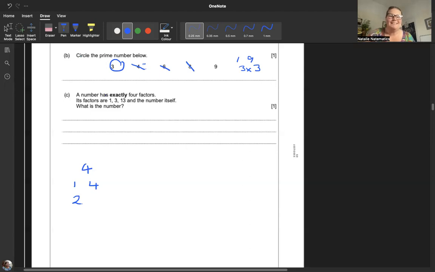Right, a number has exactly 4 factors. Its factors are 1, 3, 13, and the number itself. What is the number? Okay, so 1 times 13. Okay, well, 13 is a prime number. I've got 3. Okay, so what's 3 times 13? It is 39. So is it 1, 39, 2, 3, 13?